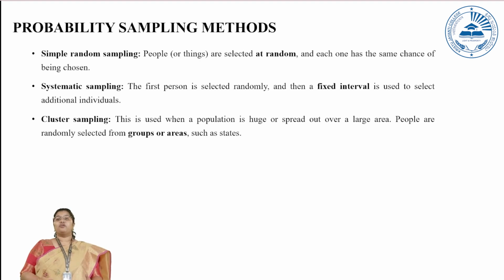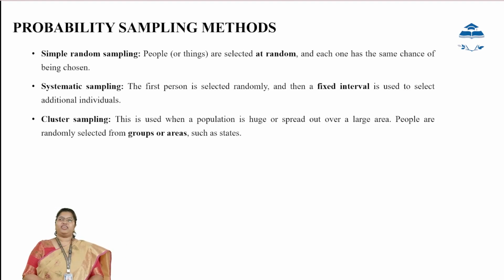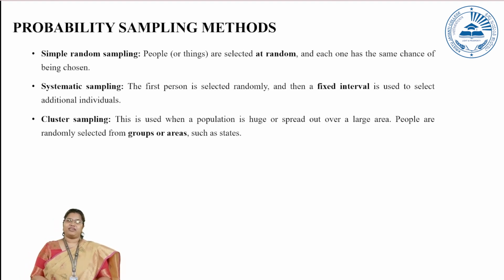Such as, if I want to do a study on consumer behavior, I'll take a few people from the north of India, some from the south, some from the east of India, and some from the west of India. Since the area of India is very large, I am going to take people from different groups or areas. This is what is known as cluster sampling.